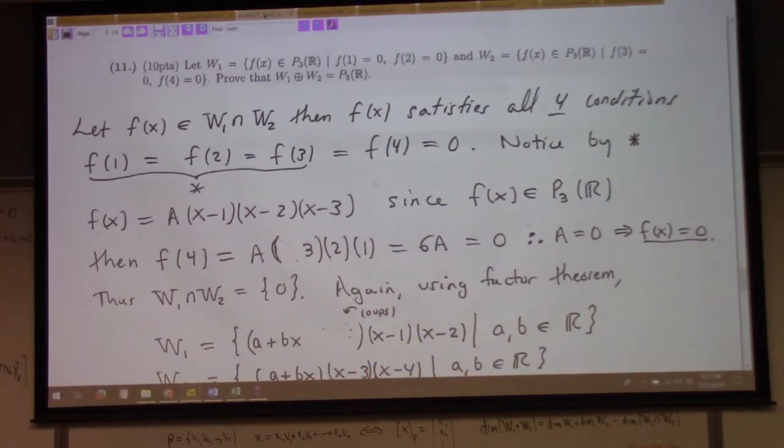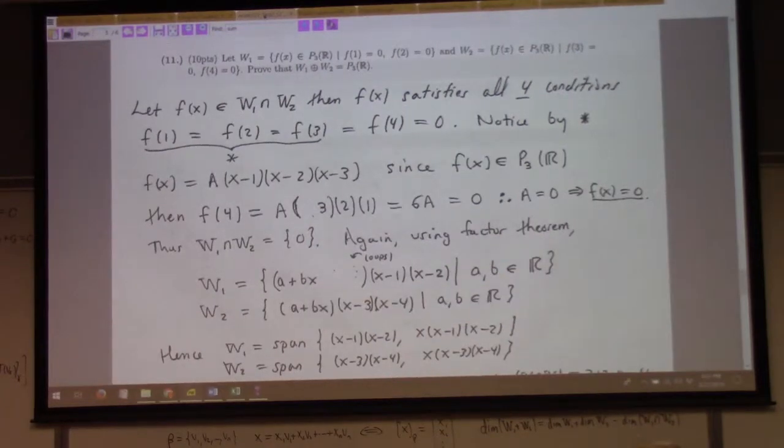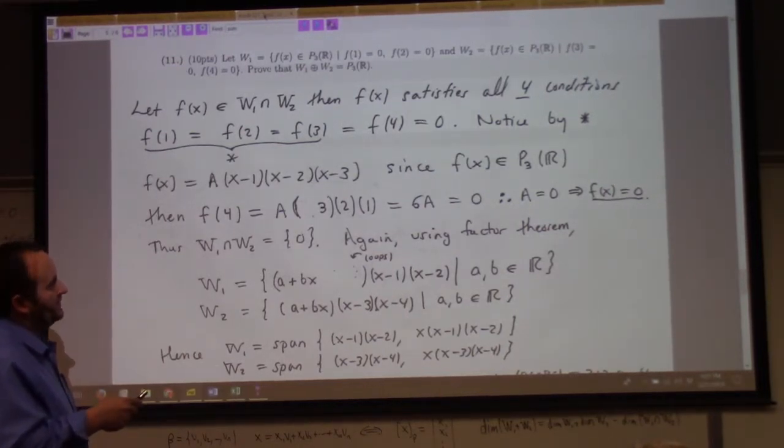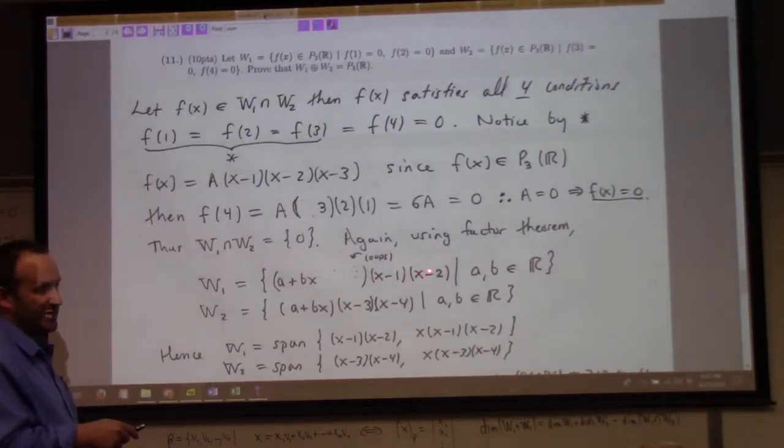Problem 11. Remember, I talked about this way of, if you had a subspace of P2 or P3 which was defined by it being 0, then we can use the factor theorem to characterize the subspace. It's a very nice calculational thing to do. So if W1 has zeros 1 and 2, that means I can factor out x minus 1 and x minus 2.